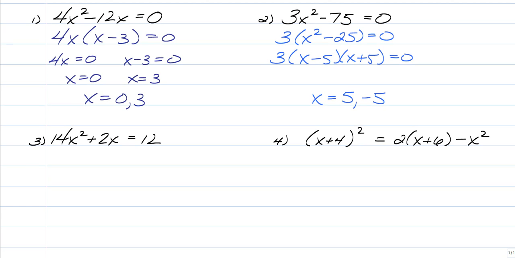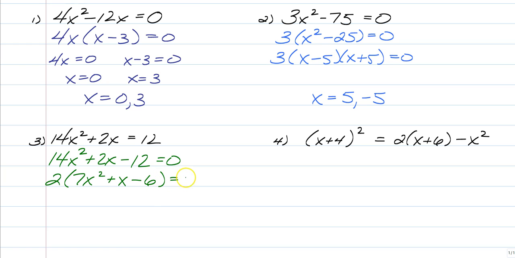In example number 3, first thing you should have done is subtract the 12 over to the other side. Whenever you're working with factoring, the first thing you're going to need to do is get it equal to 0. Okay? And from there, you have more factoring to do. So the first thing I would do here is look for a GCF of 2. So I would factor out a 2, leaving me with 7x squared plus x minus 6. And that's equal to 0.